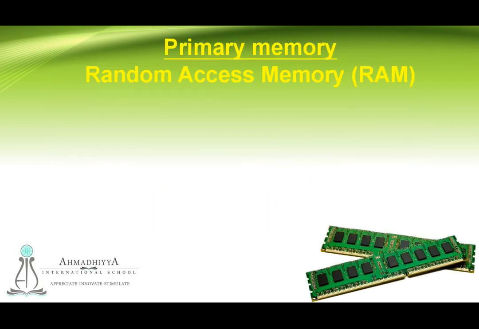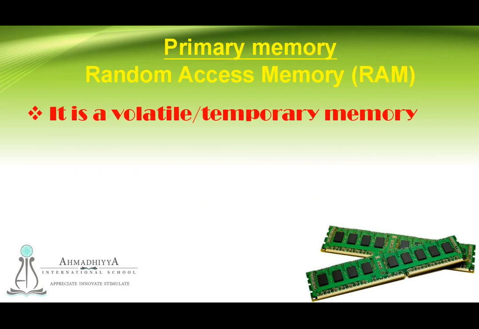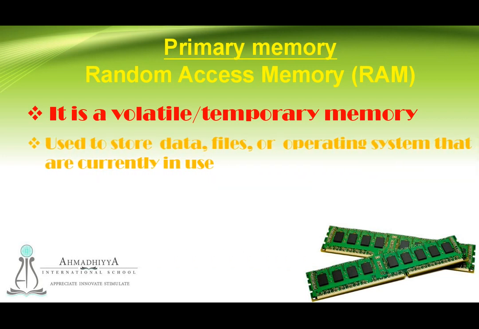Now let us discuss in detail about the random access memory. Random access memory is a volatile memory. This means that when the power is turned off, everything that is stored in the RAM is lost. RAM is used to store the programs and data that the computer is currently working on. Operating system needs to be in the RAM, so that it can run.